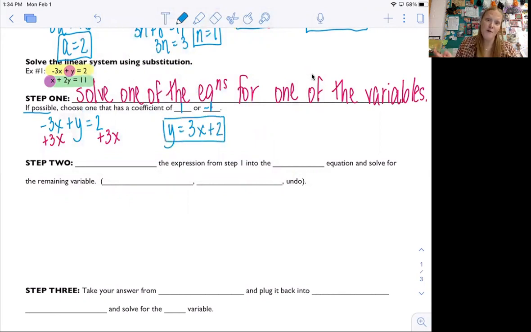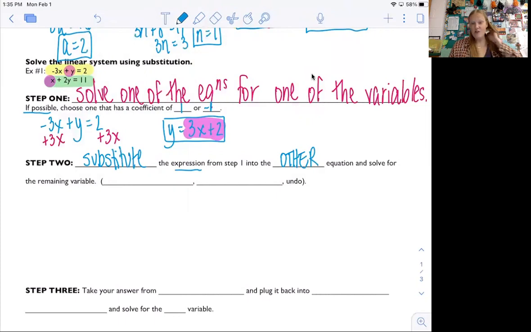Well, I'm not done with the whole thing. I'm done with the first step. Okay, now step 2, here's where we do the substitution. We're going to take something out and put something in. So we are going to substitute the expression from step one. The expression is the thing on the other side of the equal sign. So what I just highlighted in purple. Substitute the expression from step one into the other equation.